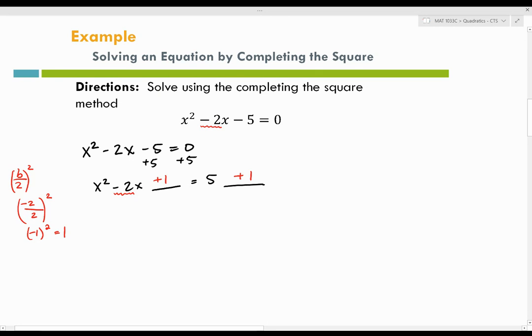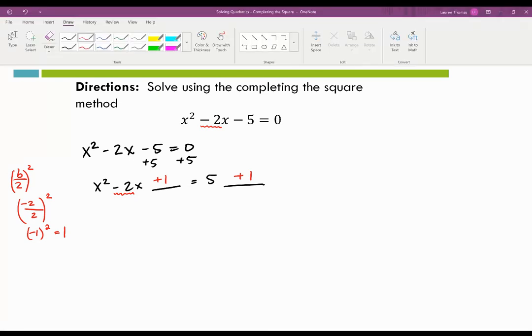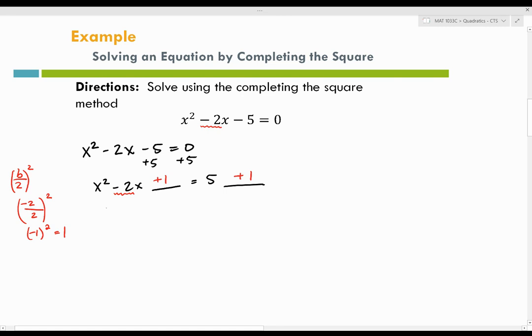Once I do that, the left-hand side of my equation should be able to be factored now, and the right-hand side, we are going to combine. When I go to factor the left-hand side, the two factors that I get are always going to be the same. So instead of writing 2 sets of parentheses, I'm just going to write 1, and I'm going to raise it to the second power because they're going to be the same.